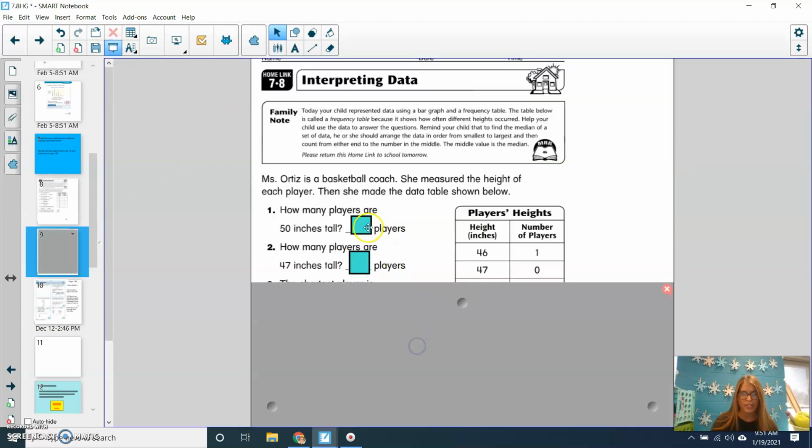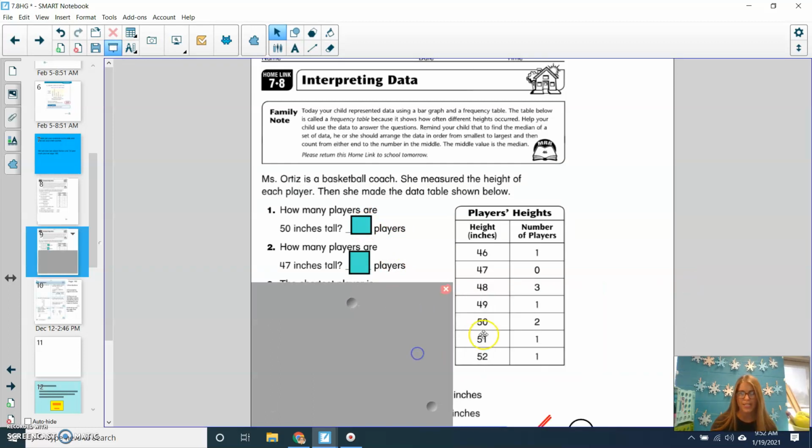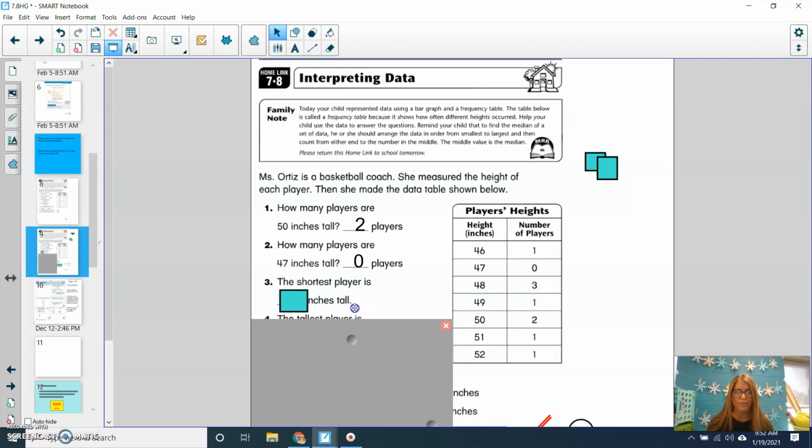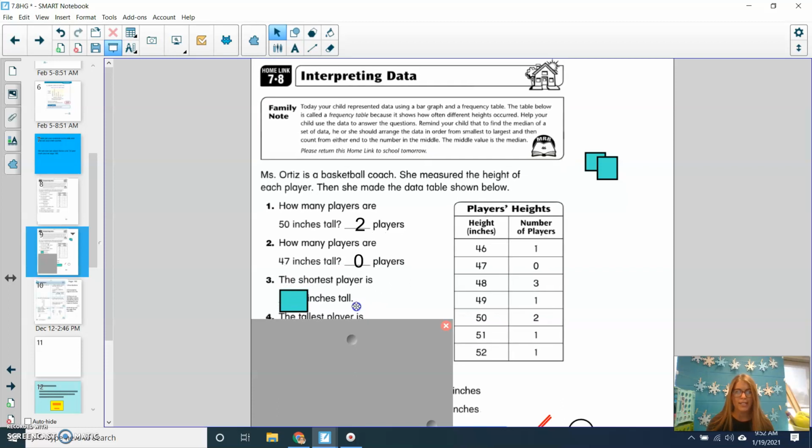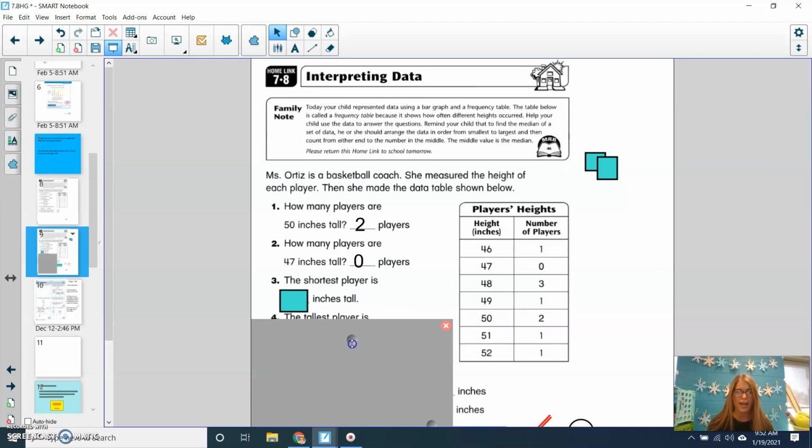All right, second graders, so 50 inches tall, I better pull this over so I can see my full chart. I can see that 50 inches tall, there were 2 players. And then 47 inches tall, I could see that there were 0 players that were 47 inches tall. For question number 3, it's going to ask us the shortest player is how many inches tall. And then question 4, the tallest player is how many inches tall.